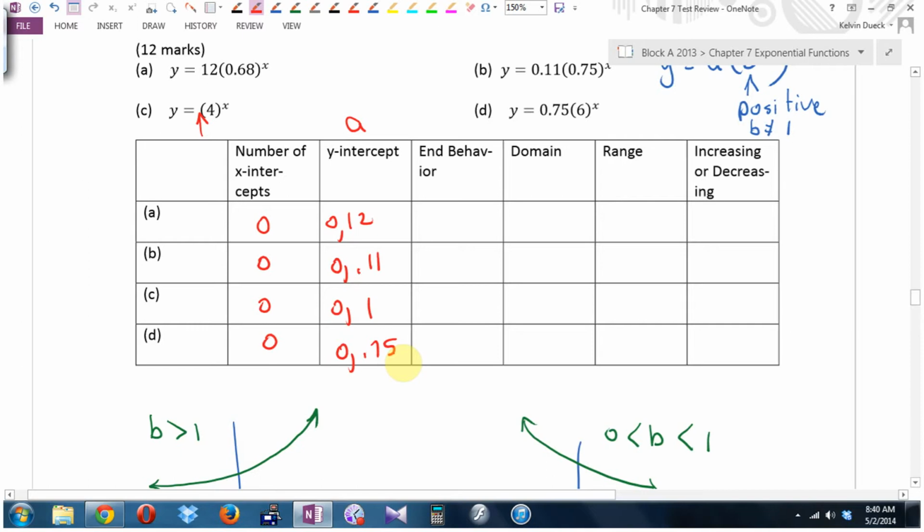End behavior for all of these, they start in quadrant 1 and they go to quadrant 2. Or you could say they start in quadrant 2 and they go to quadrant 1. I'm not going to be that fussy. Domain. Every one of these has a domain of all real numbers. You can put that for each one of those. Range. Every single one of these has a range of everything above but not touching 0.